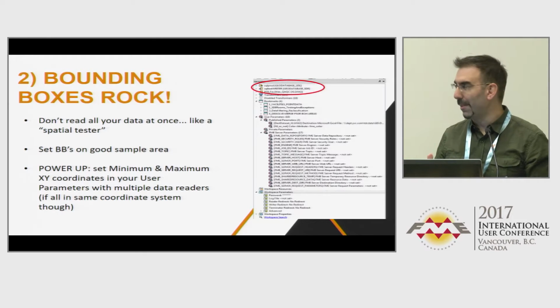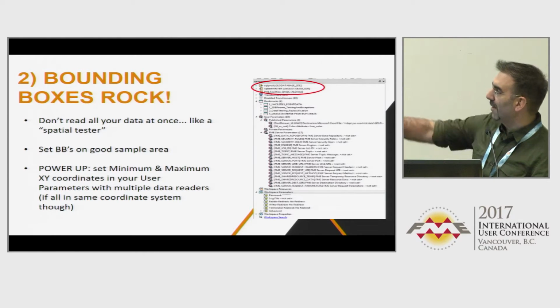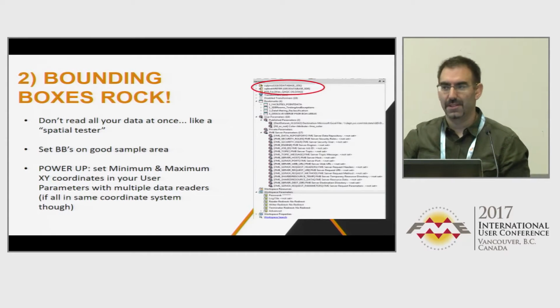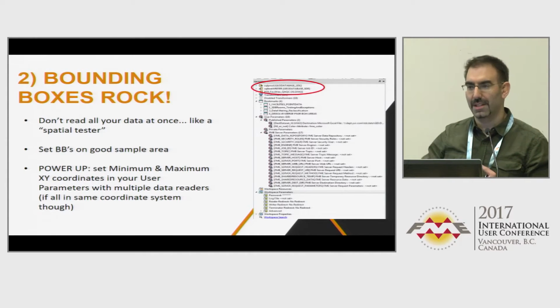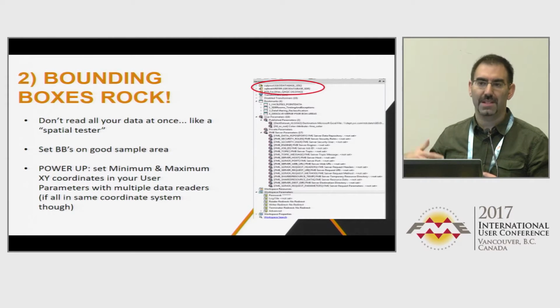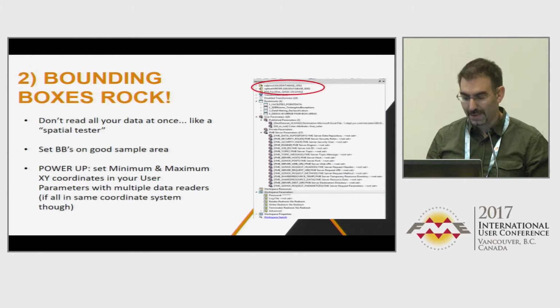And if you really want to power up, down in the user parameters, you can even set your min-max value. So you can set that once, and then use it in data formats that may have the same coordinate system. And that was really handy for me.